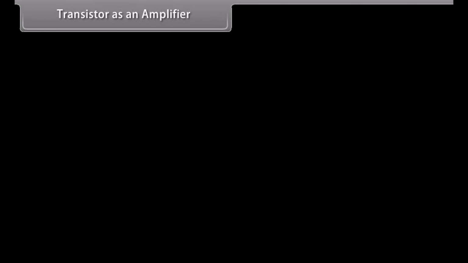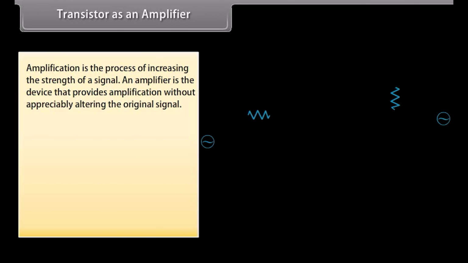Transistor as an amplifier. Amplification is the process of increasing the strength of a signal. An amplifier is a device that provides amplification without appreciably altering the original signal. We consider the operating point of the transistor somewhere in the middle of this active region. The DC voltage VCE equal to VCC minus ICRC would also remain constant. The operating values of VCE and IB determine the operating point of the amplifier.